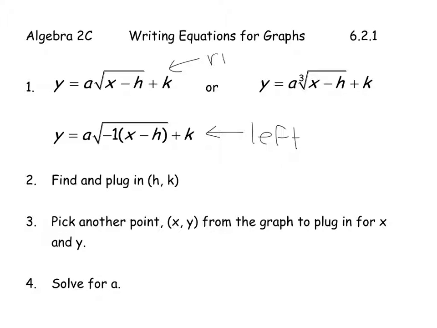If our square root goes to the right, then we choose the original formula with x minus h in it. We'll locate h and k off of the graph and plug that into the correct space in the formula. And then we'll pick some other point on the graph to use as x and y, so that we can plug that into the equation and solve for a. Once we know a, we can write the equation. Let's try it out.